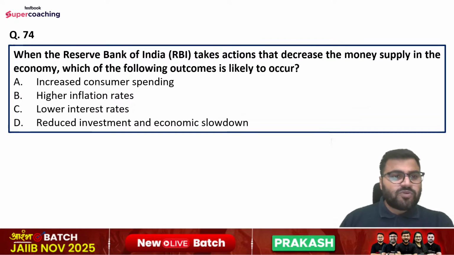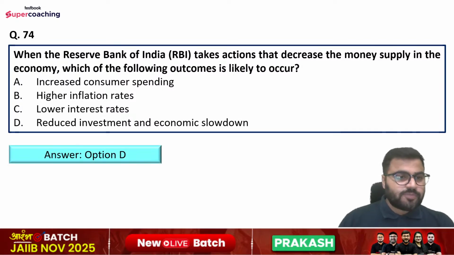Question number 74. When the RBI takes action that decreases the money supply in the economy, which of the following outcomes is likely to occur? Options are increased consumer spending, higher inflation rates, lower interest rates, reduced investment, and economic slowdown. So right answer is option number D.